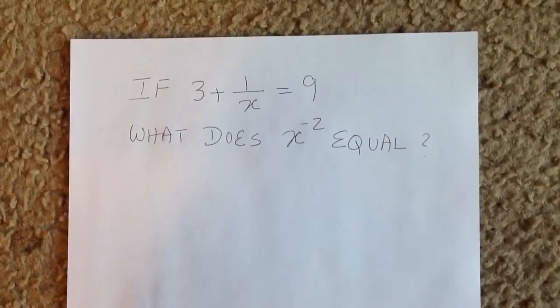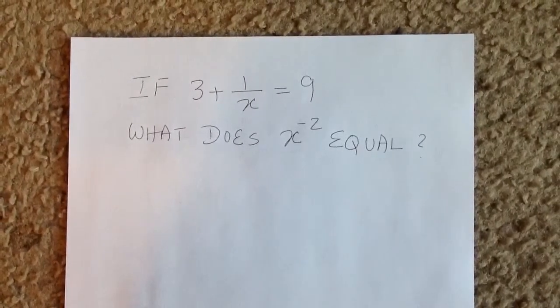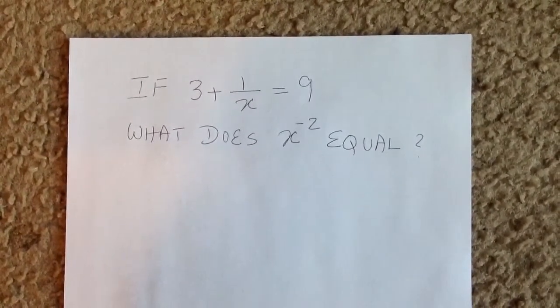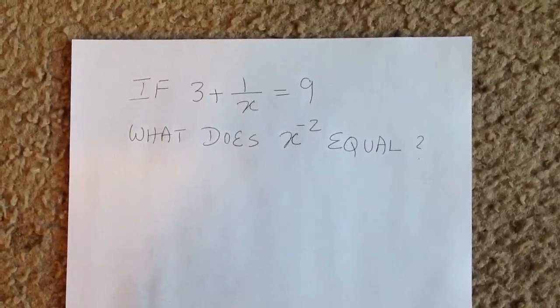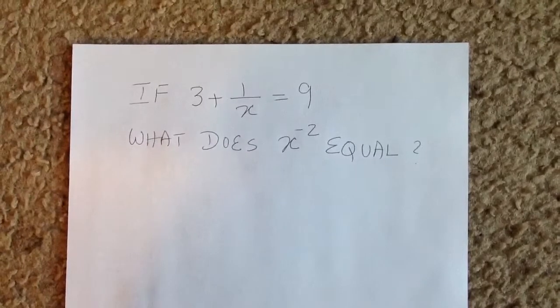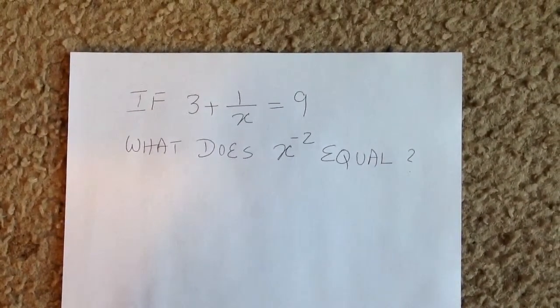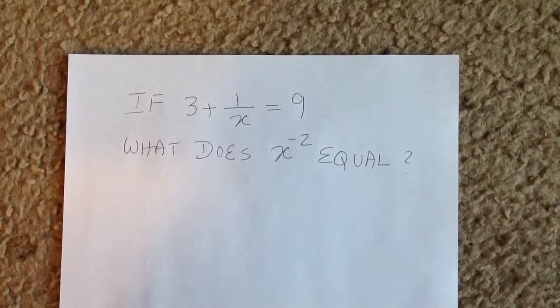Problem number 2. 3 plus 1 over x equals 9. What does x to the power of minus 2 equal? Now, x to the power of minus 2 is 1 over x squared, and 1 over x squared is 1 over x times 1 over x.